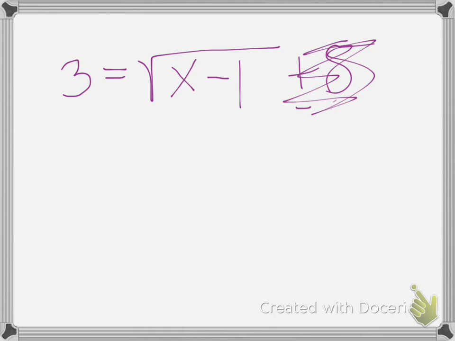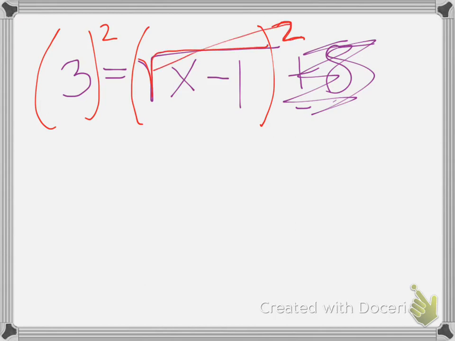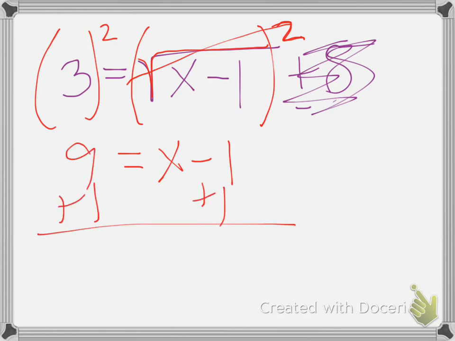Once you isolate the radical, once the radical is on one side of the equation by itself, to get rid of a radical, you square, and whatever you do to one side, you do to the other. So the square root and the squared cancel, and you get x minus 1. And on the other side, 3 squared is 9. And then you know how to solve an equation from there. X equals 10. Okay, then let's see. They got harder, like this.